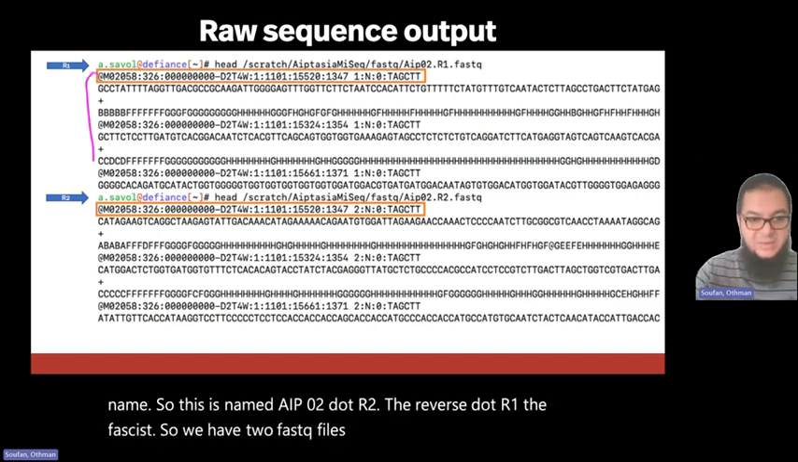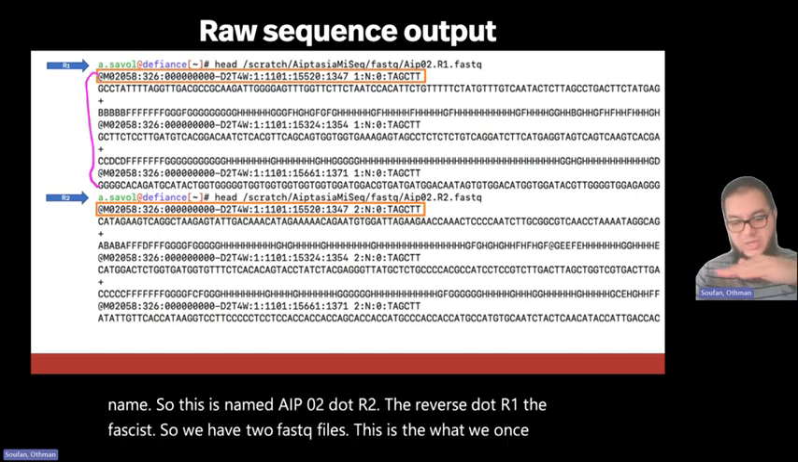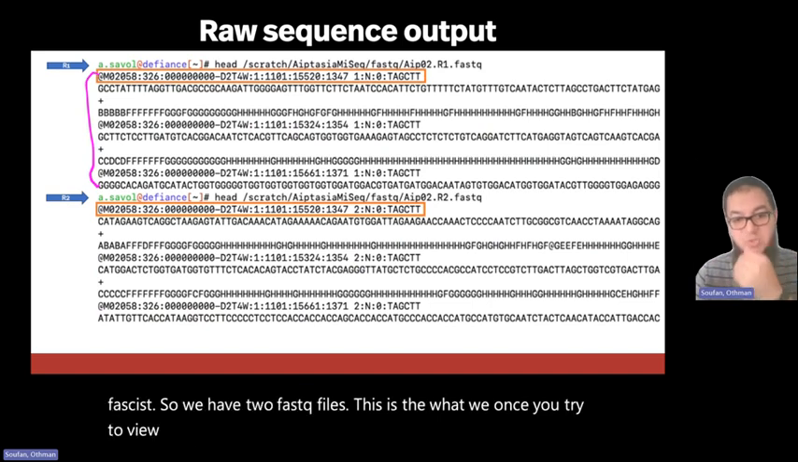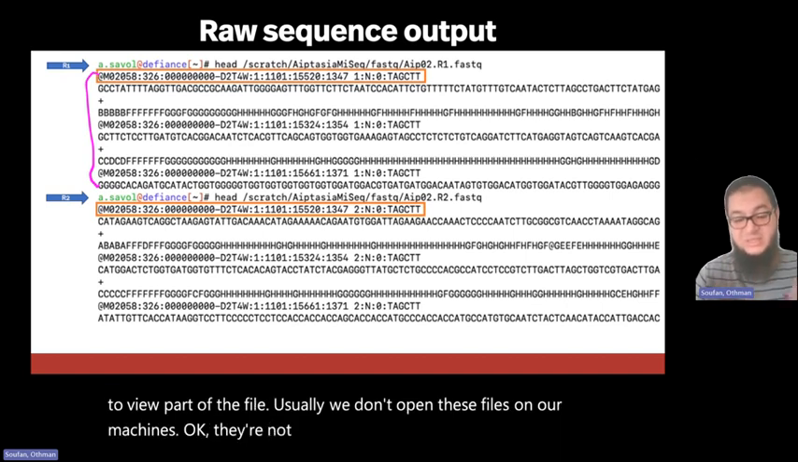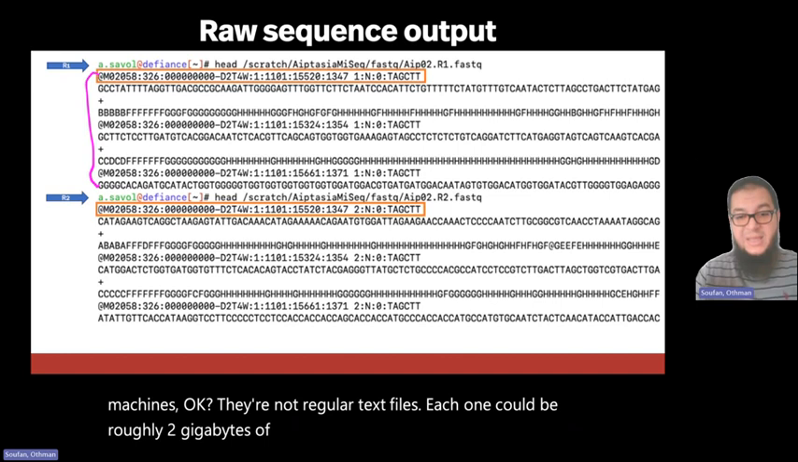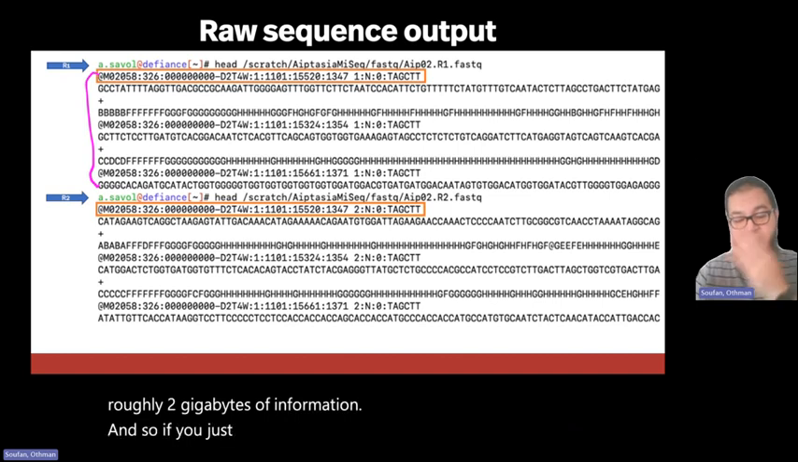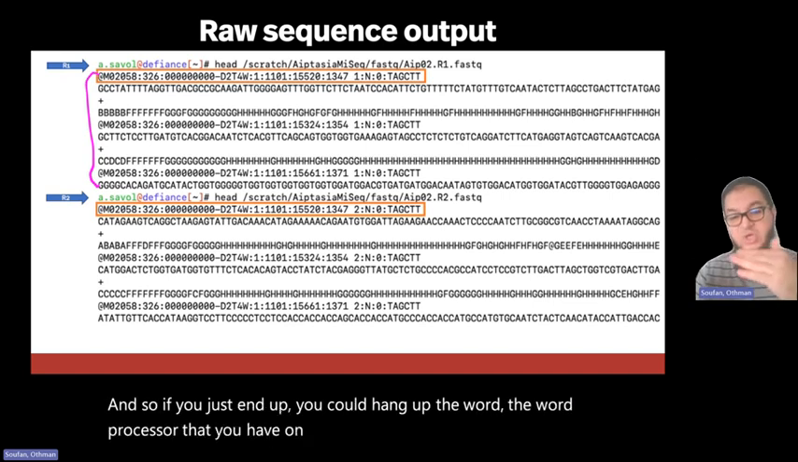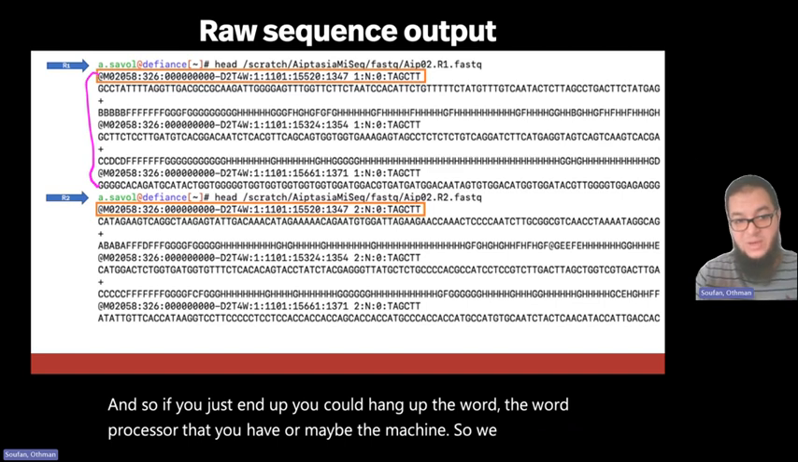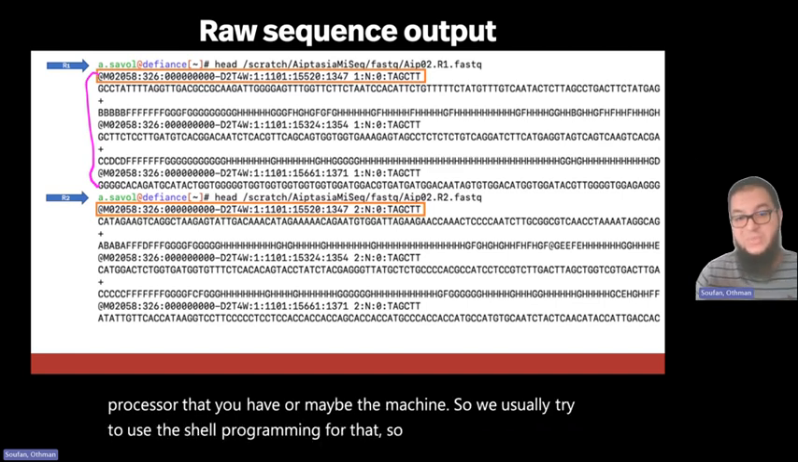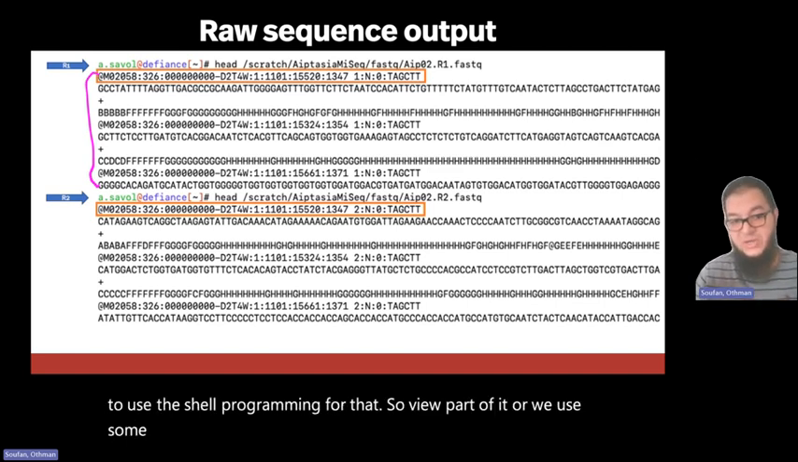Once you try to view part of the file, usually we don't open these files on our machines. They are not regular text files. Each one could be roughly 2 gigabytes of information, and if you just open it, you could hang up the word processor that you have, or maybe the machine. So we usually use shell programming for that. We view part of it, or we use some programs to extract the information.